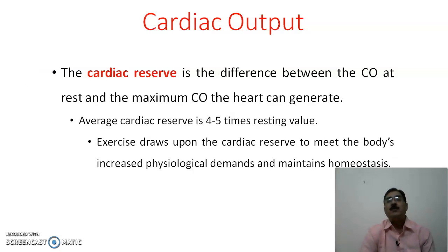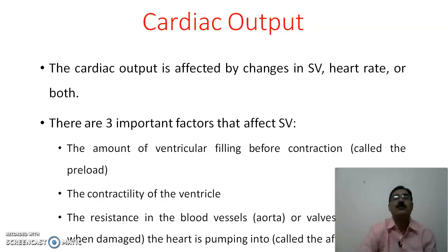Now the cardiac reserve. It is the difference between the cardiac output at rest and the maximum cardiac output the heart can generate. Average cardiac reserve is 4 to 5 times the resting value. Exercise draws upon the cardiac reserve to meet the body's increased physiological demands and maintains the state of homeostasis.